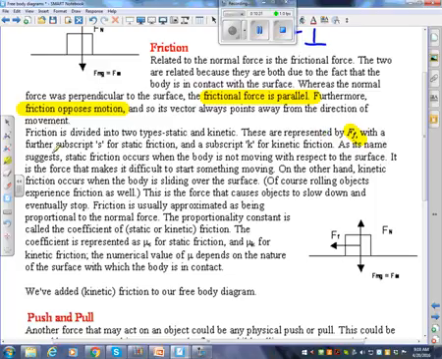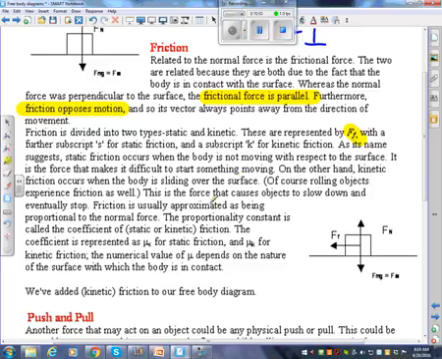As its name suggests, static friction occurs when the body is not moving with respect to the surface. Static means not moving, not changing. It's the force that makes it difficult to start something moving. On the other hand, kinetic friction occurs when the body is sliding over the surface. Rolling objects experience friction as well, but that's for another day. This is the force that causes objects to slow down and eventually stop.